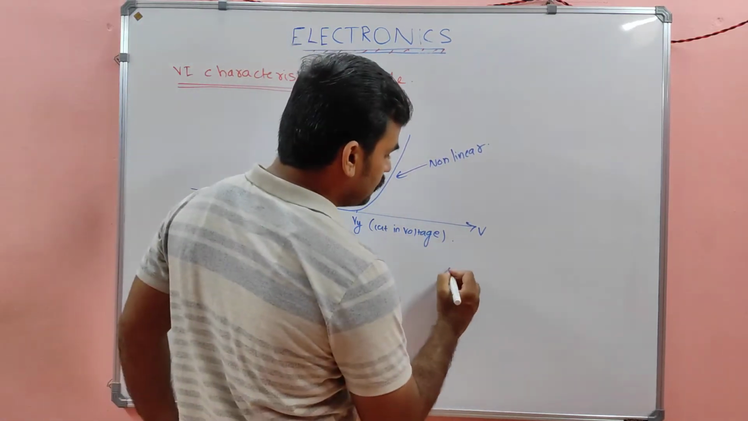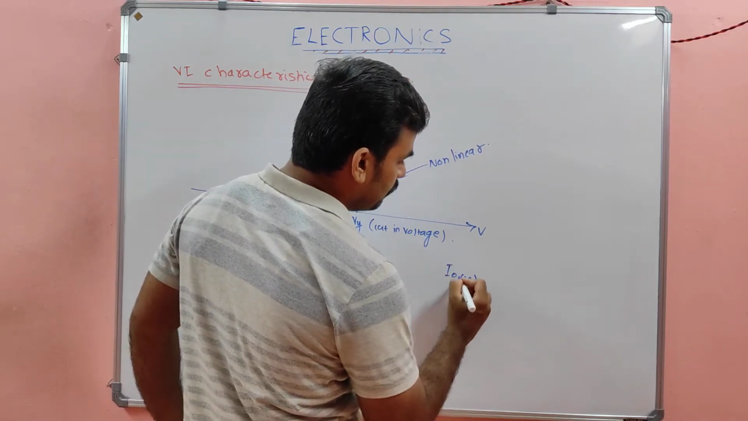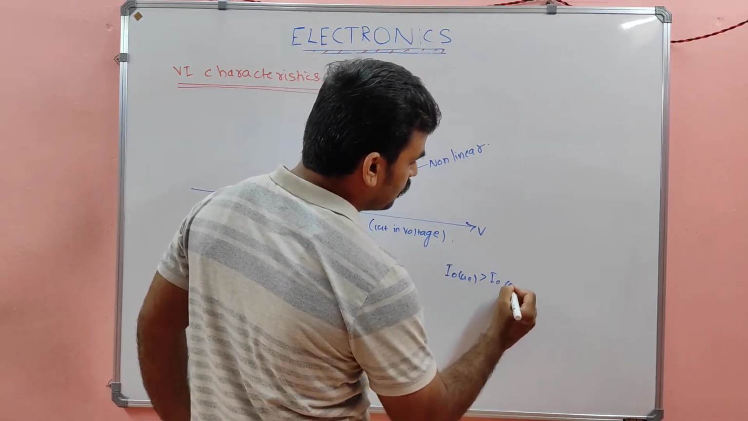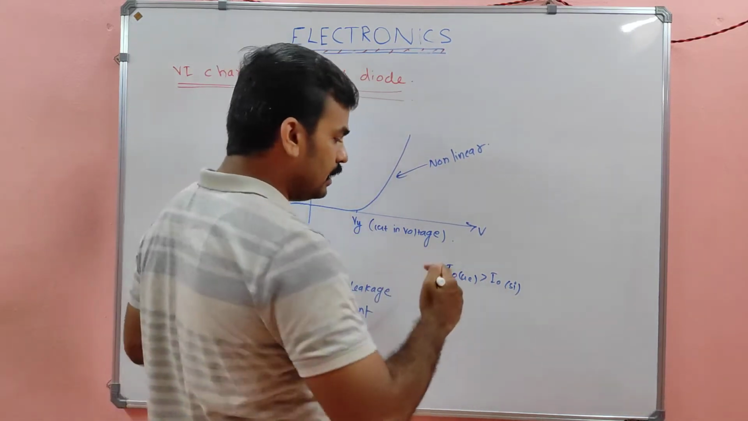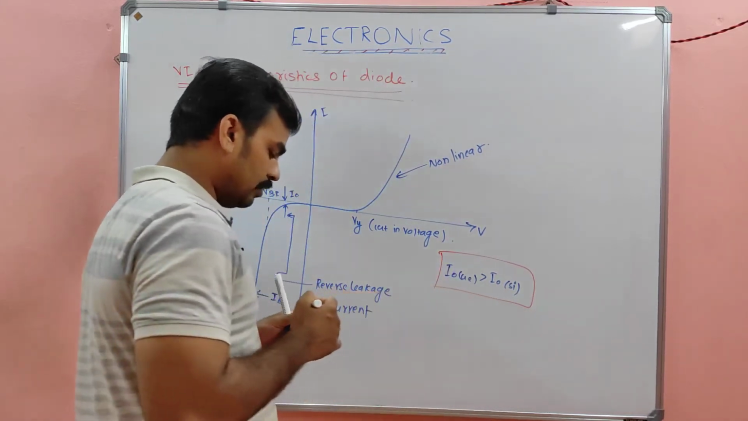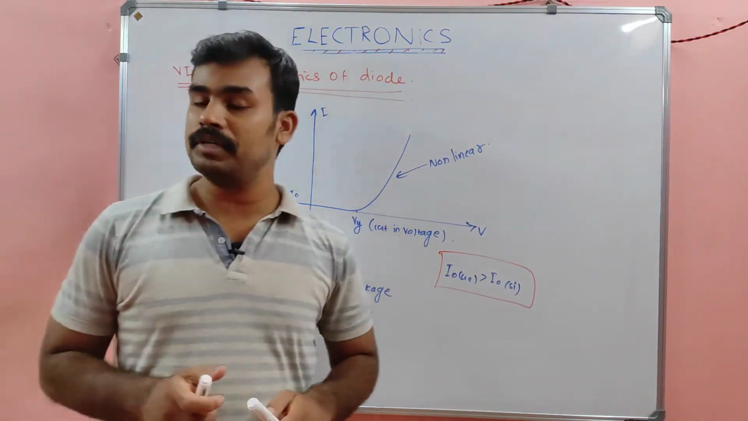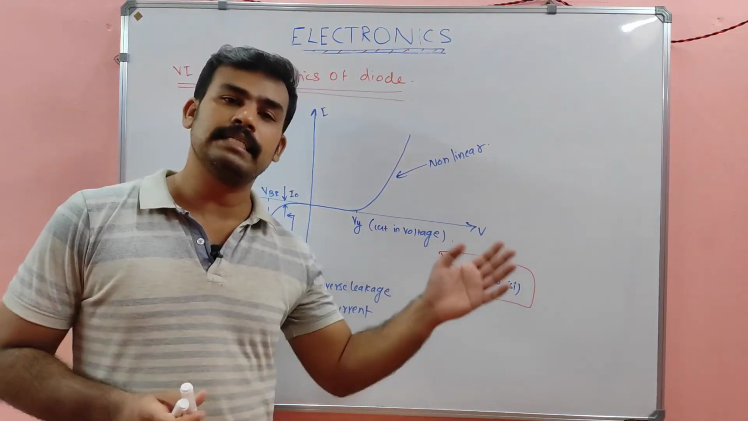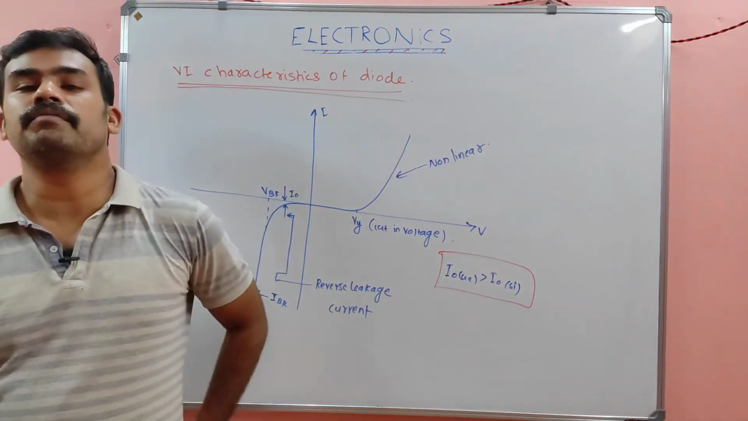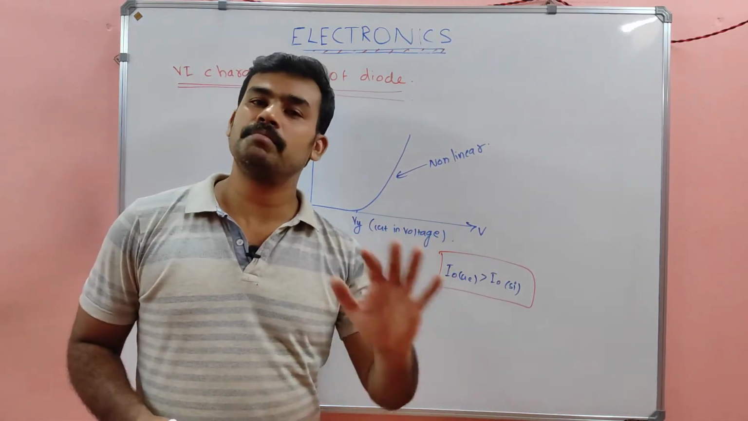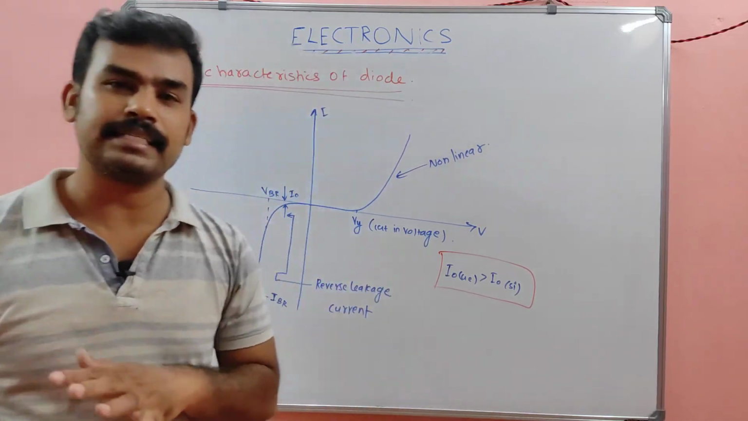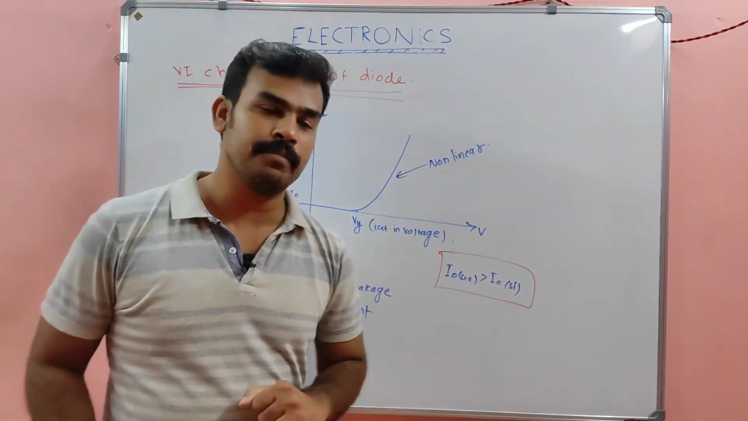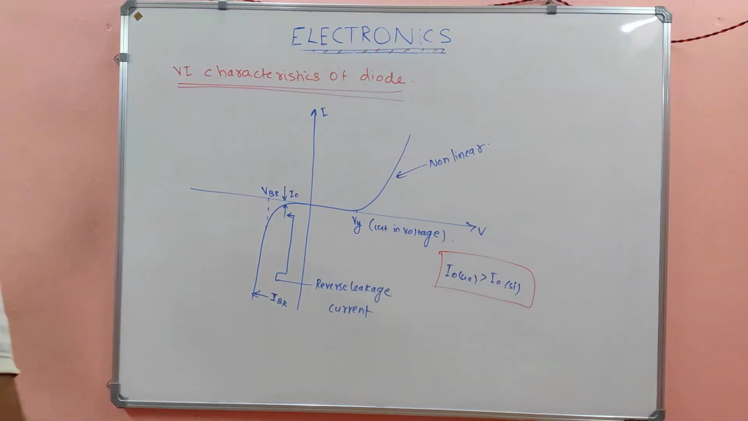This I0 for germanium will be greater than I0 for silicon. That means the reverse leakage current of germanium will be higher than the reverse leakage current of silicon. That is one of the reasons, as I already told you, we use silicon nowadays, because its reverse leakage current is very small compared to germanium. So that is the VI characteristics.